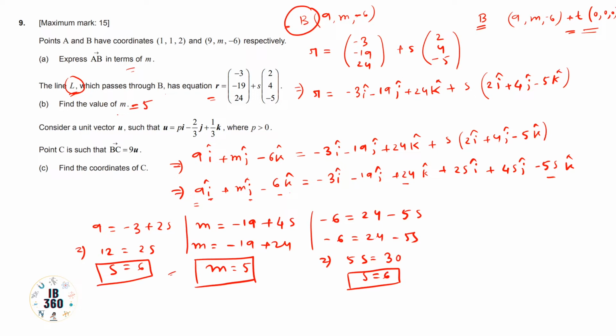Also we can now write that B, which was 9, m, -6, is 9, 5, -6, because we will need this. Just note this point, because we will obviously need it in our last question here. Okay, so again let's start.